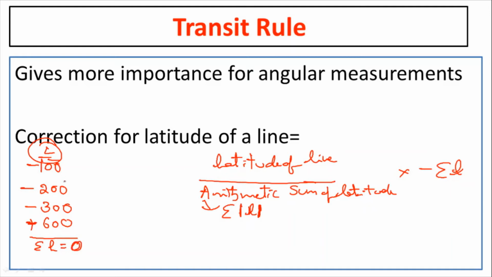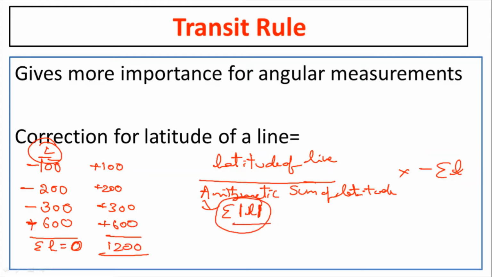But if I take mod sigma L here, then this should be taken as plus 100, plus 200, plus 300, plus 600, like that. Then in that case, what will be mod sigma L here? 1200. So in this case, sigma of mod L will be 1200. That means arithmetic sum means you should not consider the sign, you should consider only the magnitude. But whatever this sigma is there, that represents the algebraic sum here.